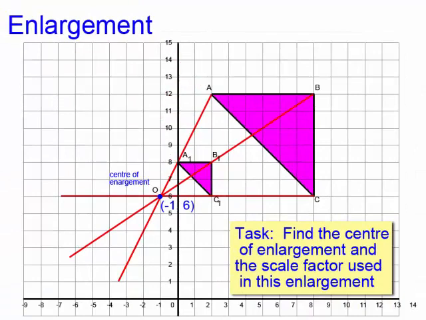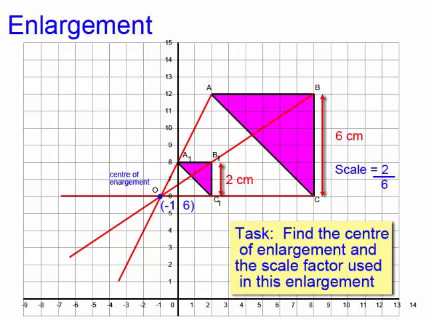Another way to calculate the scale factor used is to measure the face of the smaller triangle and calculate what fraction the length of this face is of the corresponding face in the larger triangle. For example, the length is 2 centimeters and the length is 6 centimeters. Therefore again our scale is 2 over 6 or 1/3.